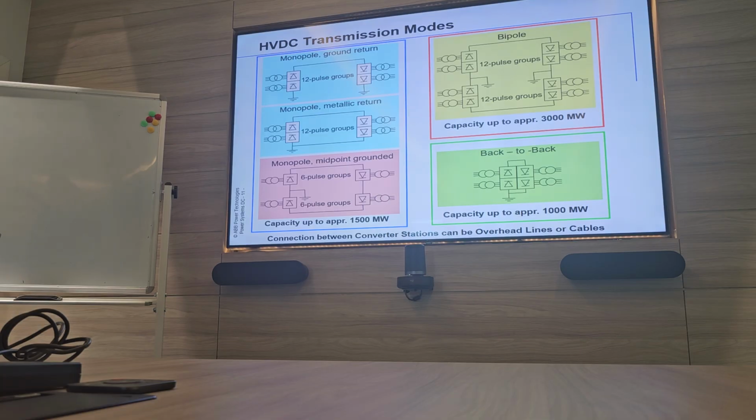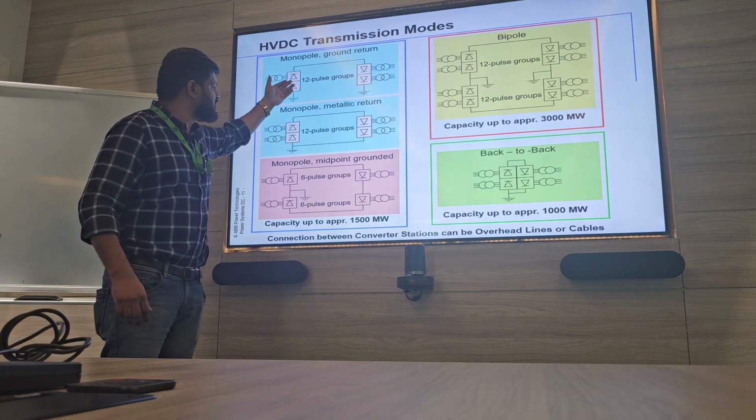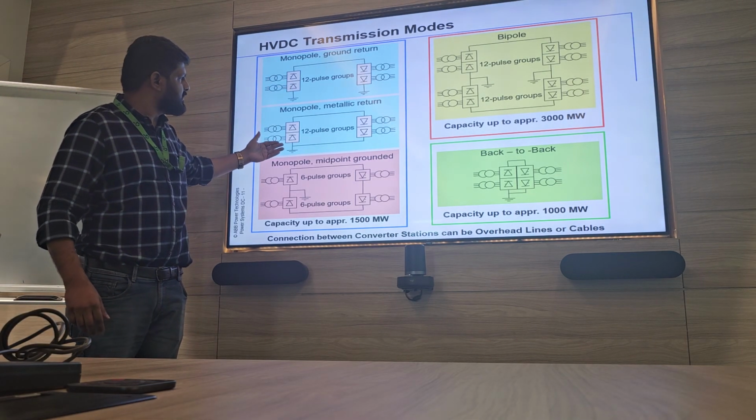Back to back is just simple, with fixed frequency, when you want asynchronous networks to be connected. For example, there is one proposal from Saudi Arabia to Jordan. Jordan has a different frequency from Saudi Arabia. They are planning to build one HVDC using back to back. If the capacity is below 3,000, let's say 1,000 megawatt, they will go with this configuration. No need for bipole.